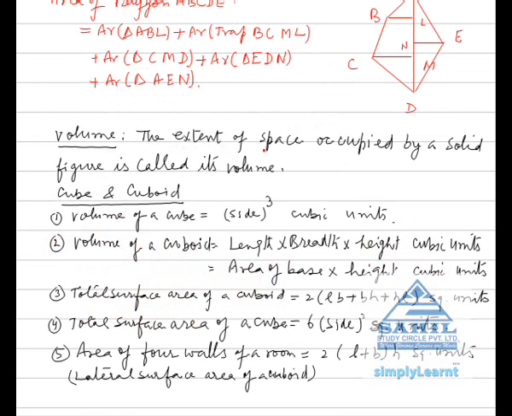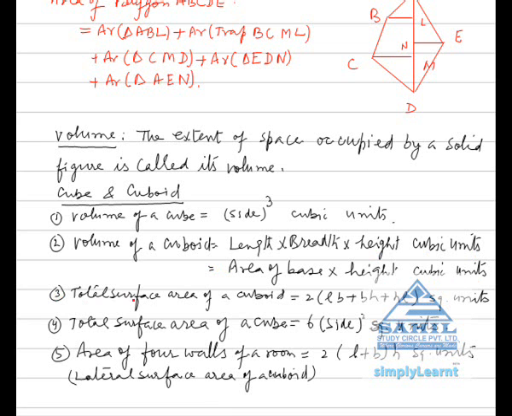Volume. The extent of space occupied by a solid figure is called its volume. Cube and cuboid. Number 1. Volume of a cube is equal to side cubed cubic units. Number 2. Volume of a cuboid is length into breadth into height cubic units. It is also equal to area of the base into height in terms of cubic units.